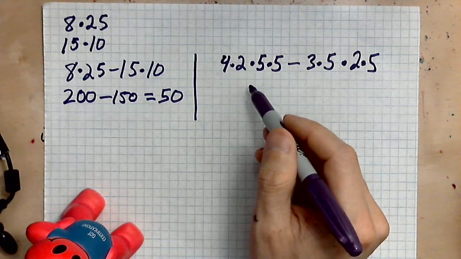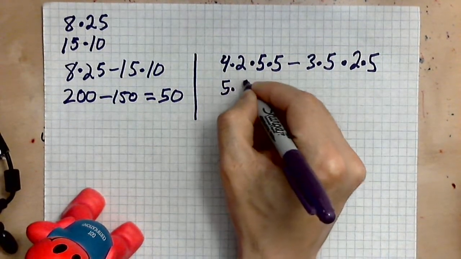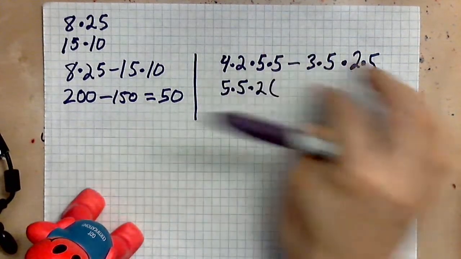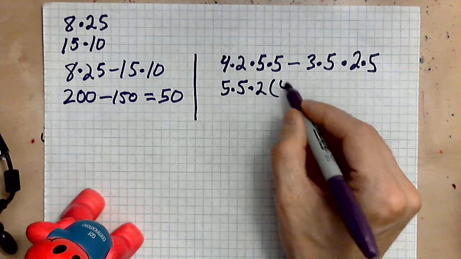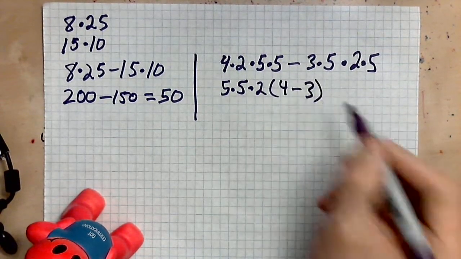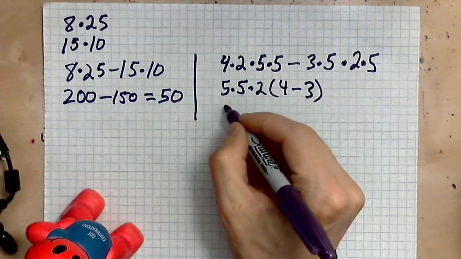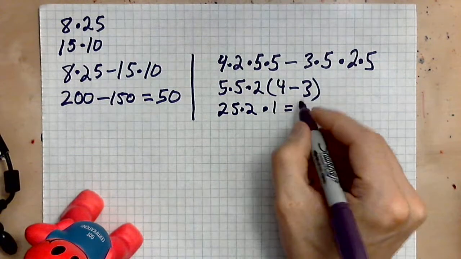So all that we have then is the following. Pull out the 2 5s as 5 times 5, and pull out the 2 because that is also common, and all that remains within the parentheses is 4 minus 3, see? Now, of course, this is just 25 times 2 times 1, which is 50.